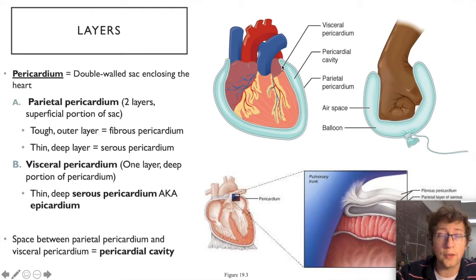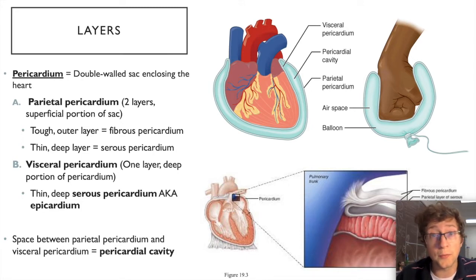For the heart, the layer that is in direct contact with the heart is called the visceral pericardium. The layer that's not in direct contact with the heart is the parietal pericardium. And then the space in between those two layers is called the pericardial cavity. This cavity will have liquid, about 15 to 50 milliliters of liquid that will reduce friction whenever the heart is pumping and keep the heart protected.